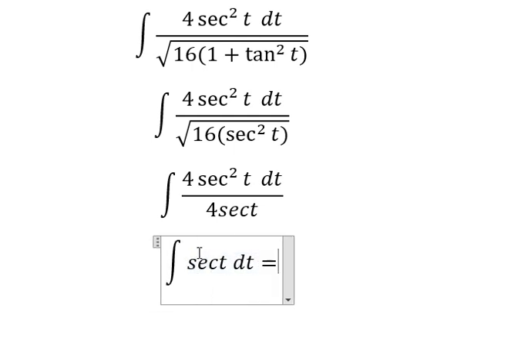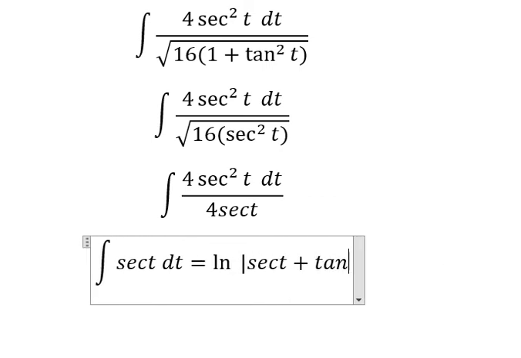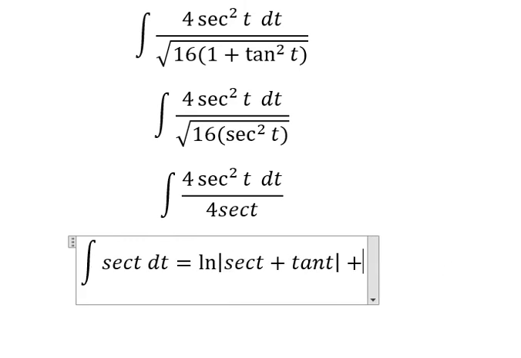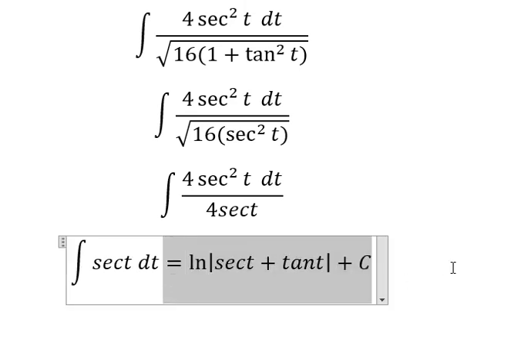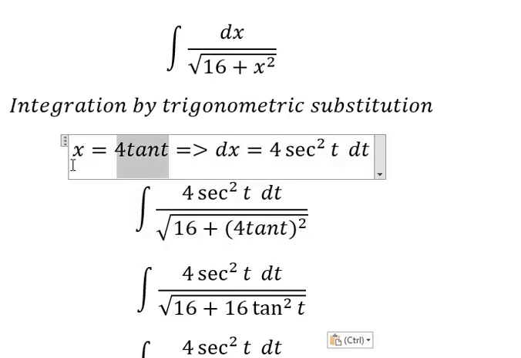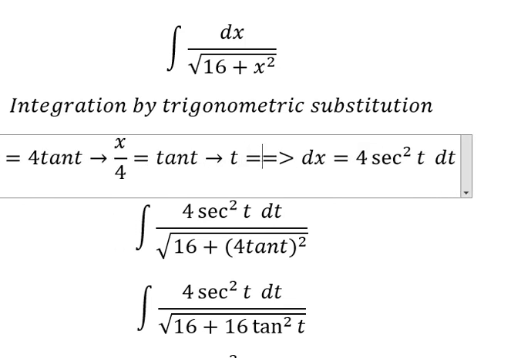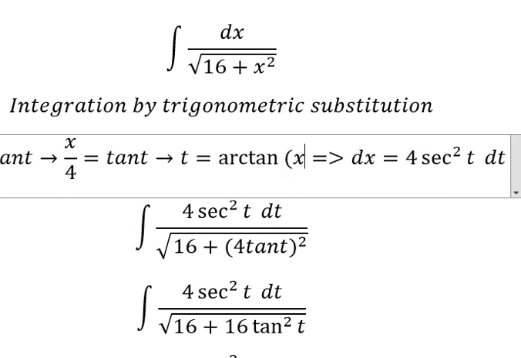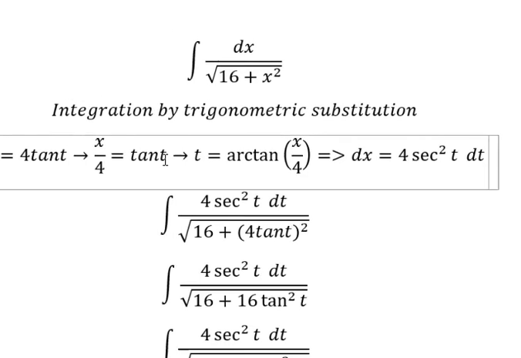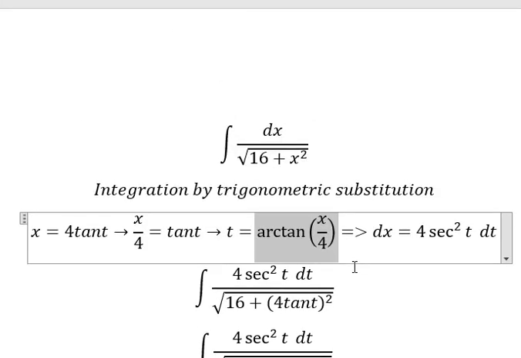The integration of this one, we have ln of the absolute value of secant of t plus tan t, and I will put c. About t, that is about this one. So we divide both sides by number 4, and we have t equal to arctan of s over 4. So we put this one to change for t.